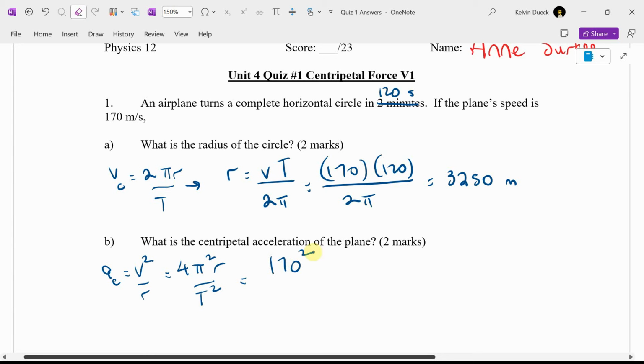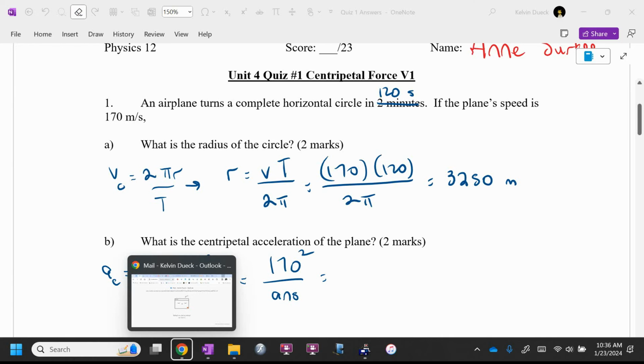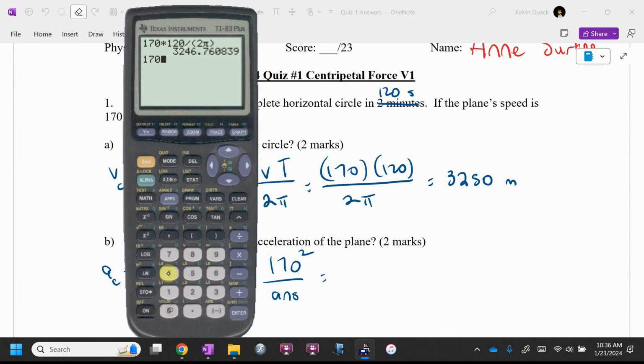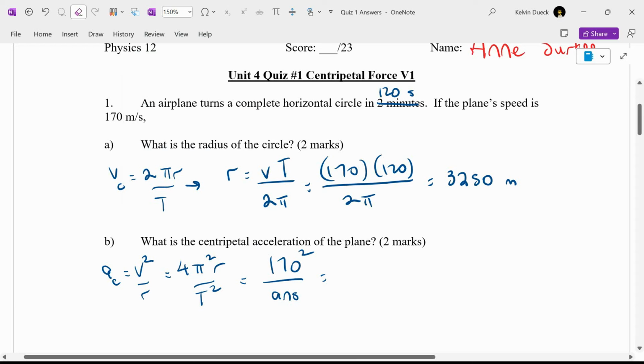I went 170 squared divided by, and I used my answer button. 8.9, is that right? So actually, this pilot is feeling a little bit less than 1G. This pilot would be feeling a little bit lighter, tiny bit.